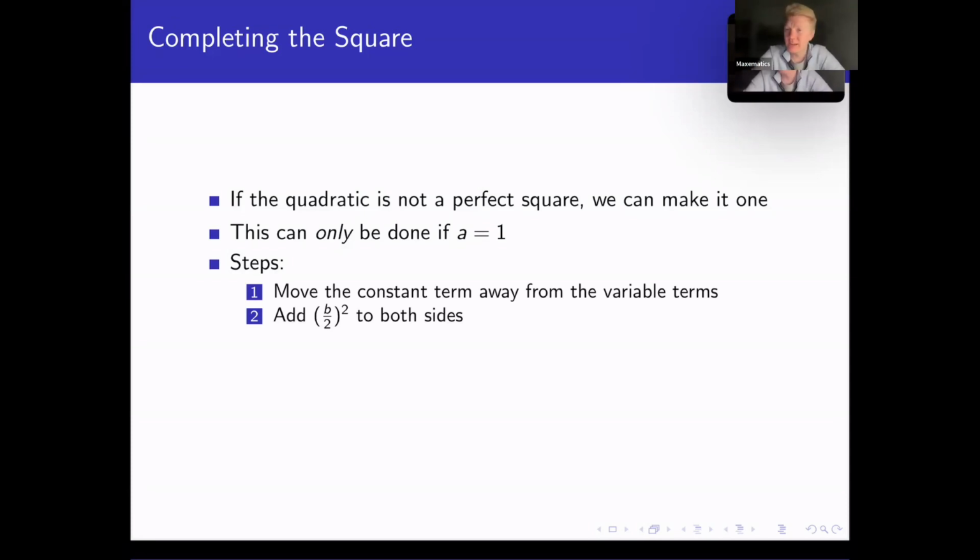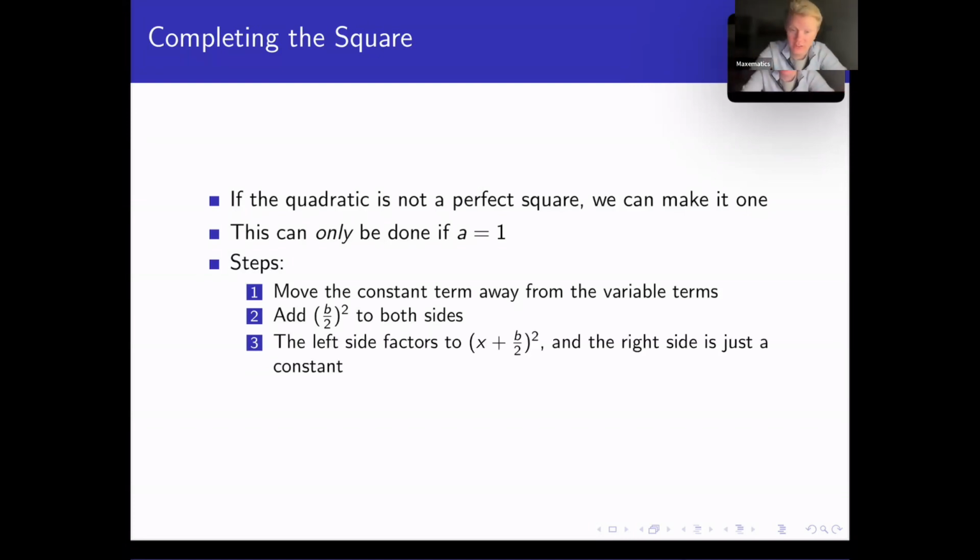Now, that seems like kind of a silly step. However, when you add b over 2 squared to both sides, what that allows you to do on your variable side is factor to just x plus b over 2 squared. And the right side, well, we move the constant to the right side. We added another constant to the right side, so the right side is just a constant. Well, we now have a perfect square. We now have a constant. It's just square root property from there.